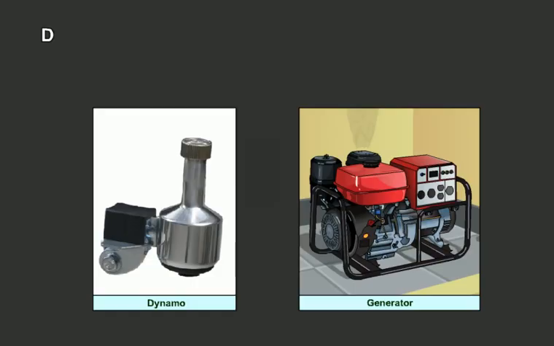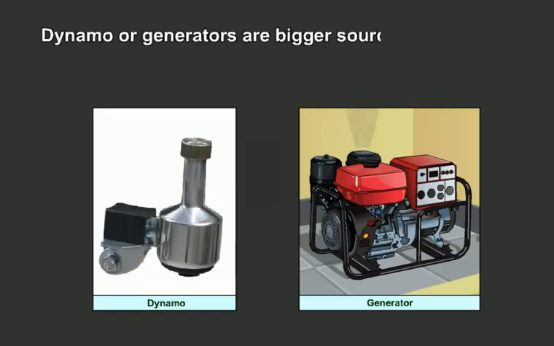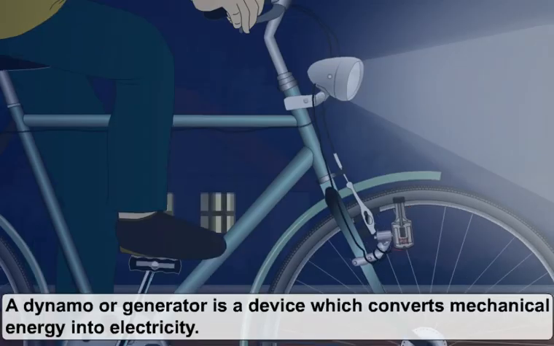Dynamos or generators are a bigger source of electricity. You might have seen a bicycle dynamo. Students, a dynamo or generator is a device which converts mechanical energy into electricity.